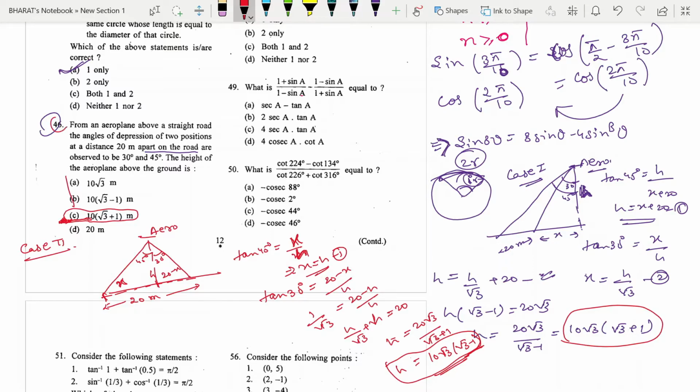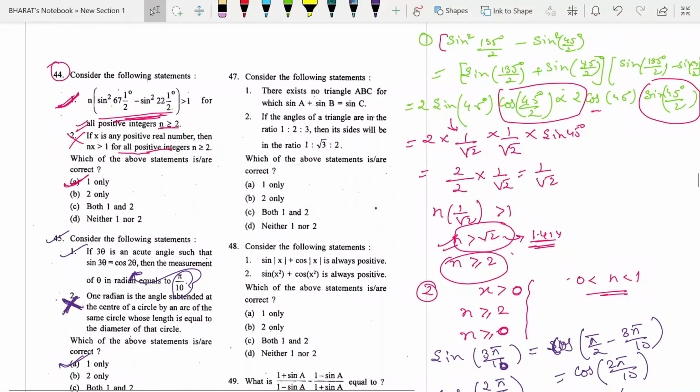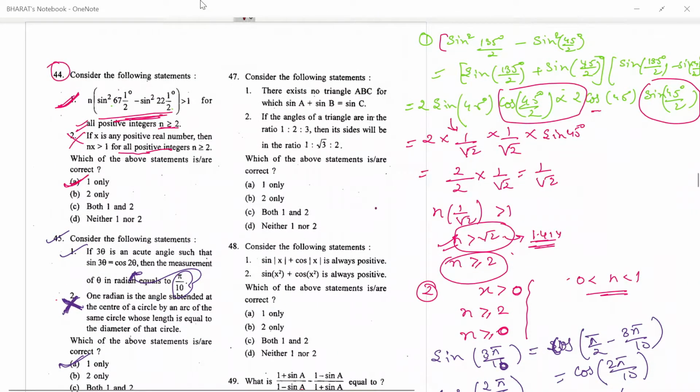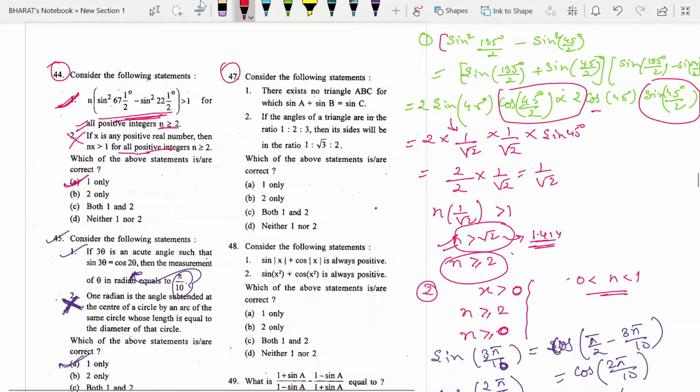This is a question of information. You have to confirm whether this is correct or not. Coming to question number 47, it is saying: consider the following statements. There exists no triangle ABC for which sin A plus sin B is equal to sin C can happen. So we have to solve this, and for solving it, we need some space.